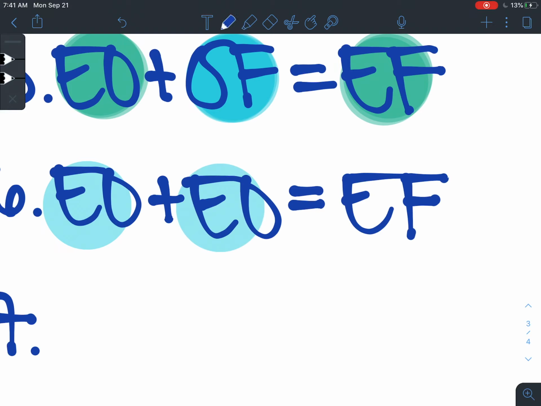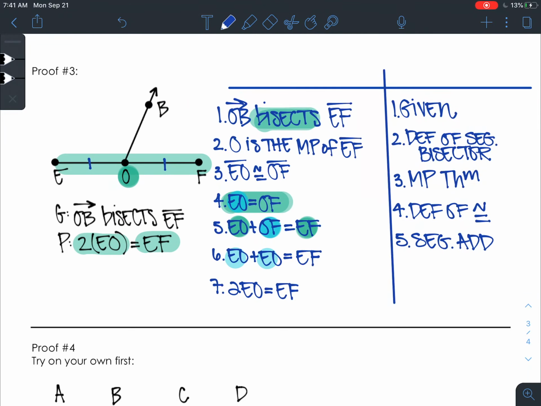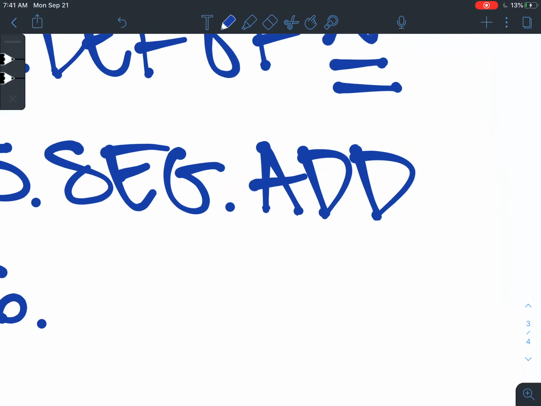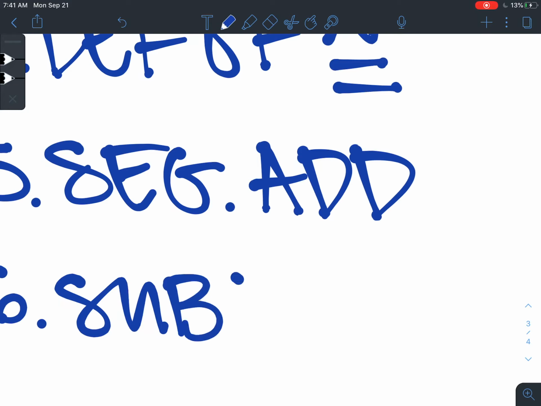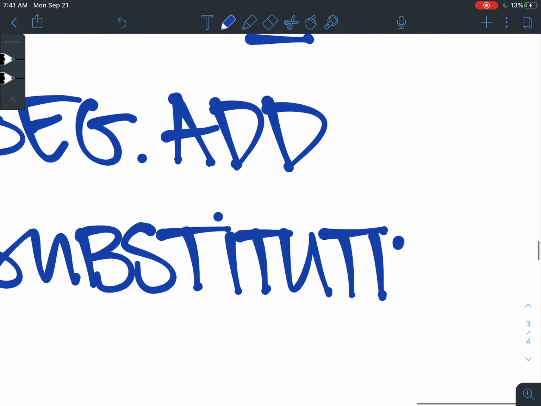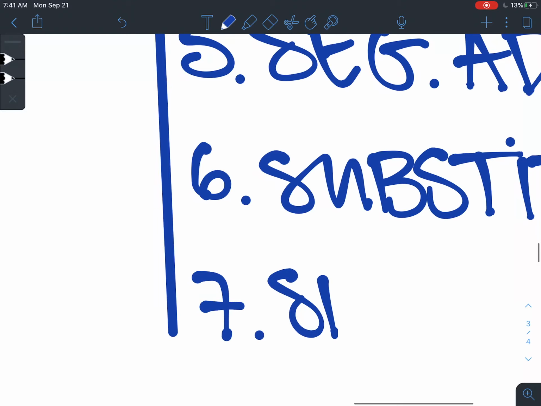Okay. And from there, how many EOs do I have over here? Well, I have 2, right? So I'm going to combine like terms. So I'm going to do 2 times EO equals EF. And I realized that I forgot to say why step 6 was that. That was through substitution because we substituted in EO. And then our last step is by simplify.